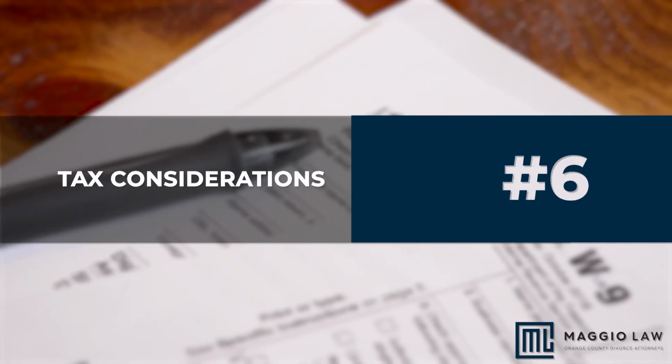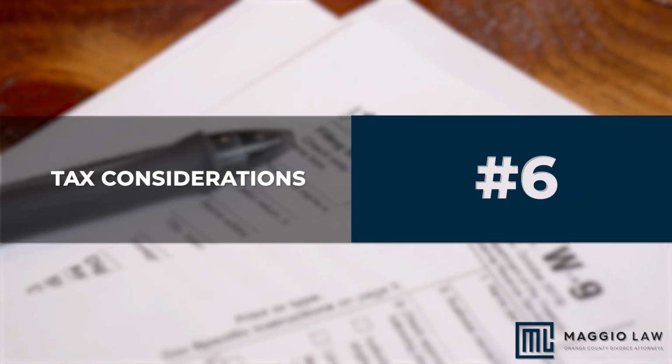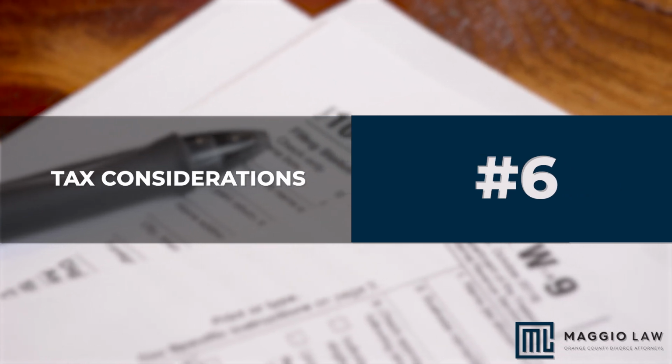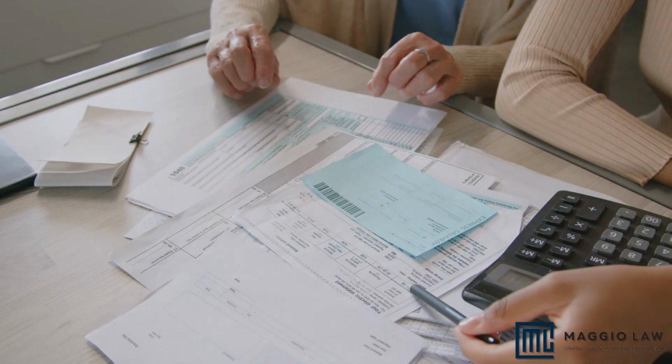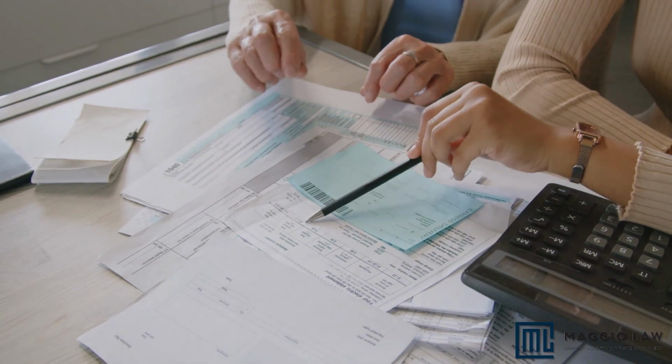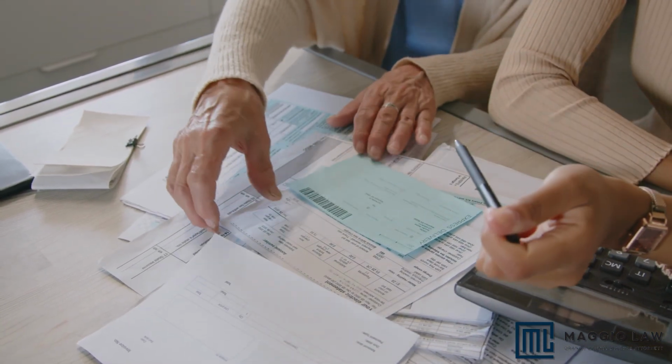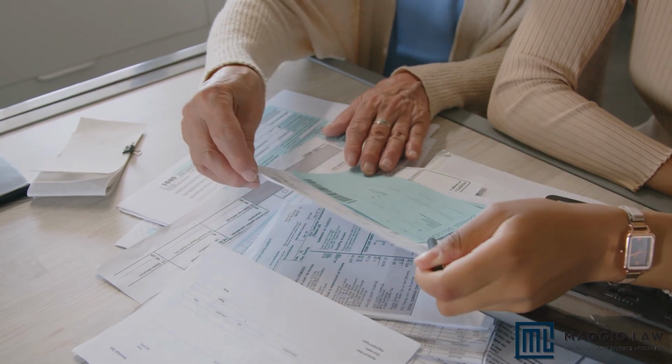Number six, tax considerations. There certainly can be tax implications for selling or dividing a business, and it's important to consult with a tax professional before you make a final decision on how you're going to divide the business or what you're going to do regarding that. And that should be something probably both spouses should do together so that they have the best picture of what the implications are tax-wise before they make any decision one way or another.